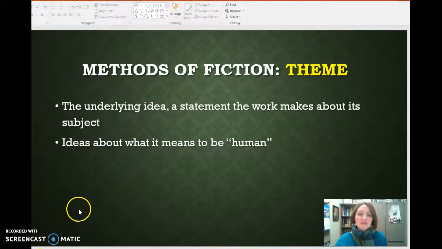Then you have themes, and this goes back to what is this story trying to tell us? What is the lesson that we can take away about the human condition? What does it mean to be human? And that is a lot of times what fiction is dealing with. So there are often a lot of different themes that can be portrayed in a piece of fiction, and there are several that you might start to pick up on in Frankenstein, and I'll start to ask you guys to share some of those thoughts in group discussions.